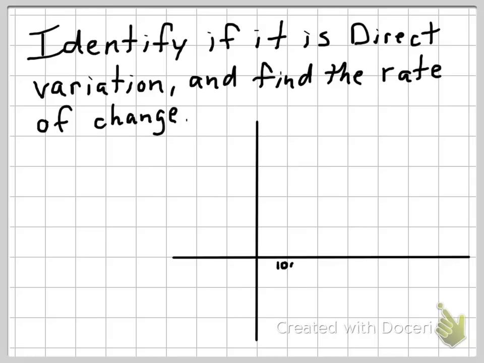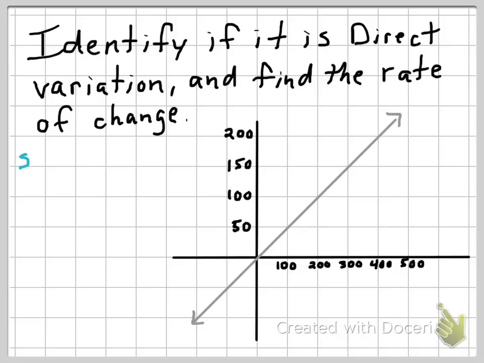Okay, so here's the graph. I want to point out that the scale is not by 1. The x-axis is counting by 100s. The y-axis is counting by 50s. So when you have this line, make sure you're careful with that.